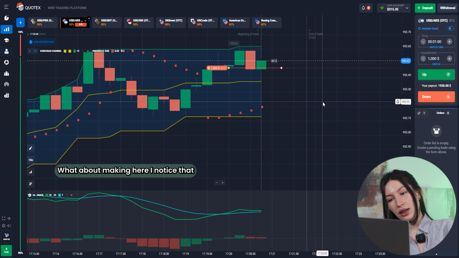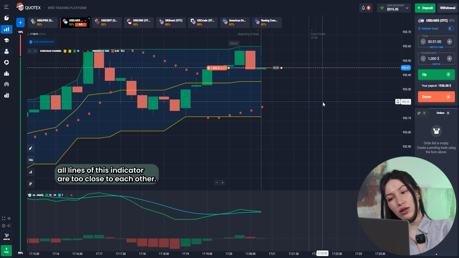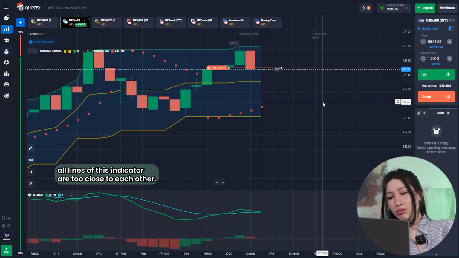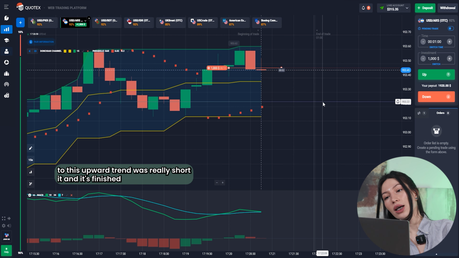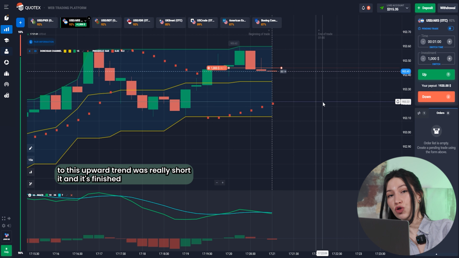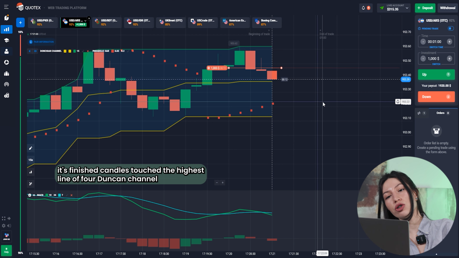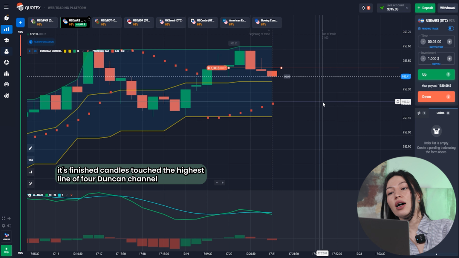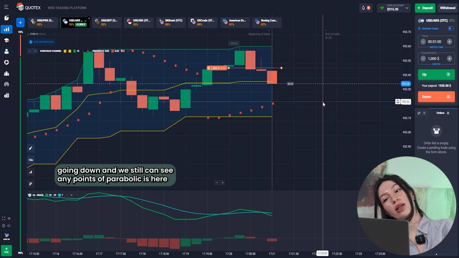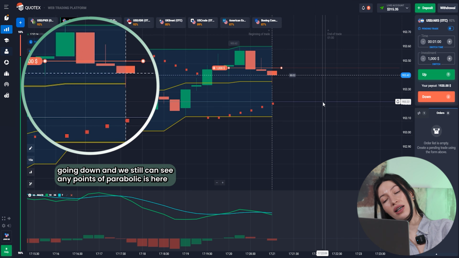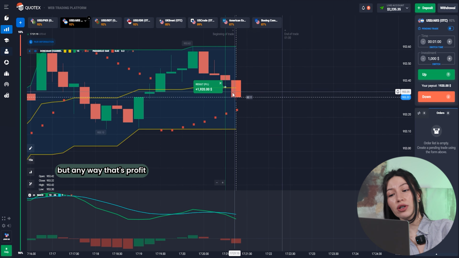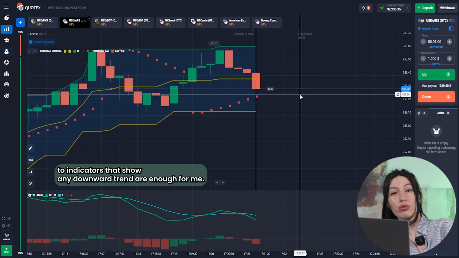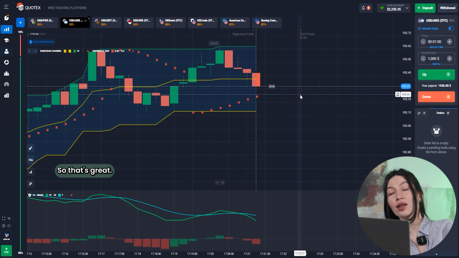What about MACD? Here, I noticed that all lines of this indicator are too close to each other. Before, it was absolutely a downward trend, and right now it will be a downward trend too. This upward trend was really short, and it's finished, because candles touched the highest line of the Donchian channel. Right now it's going down, and we still can't see any points of parabolic SAR, but anyway, that's profit. Two indicators showing me downward trend are enough for me. So that's great. We can continue.